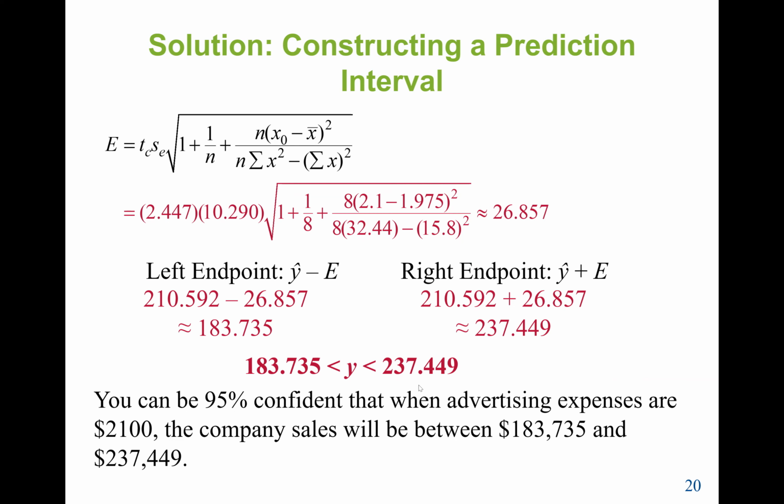and less than 237.449. So here we can say that we are 95% confident that when advertising expenses are 2,100, the company sales will be between 183,735 and 237,449.